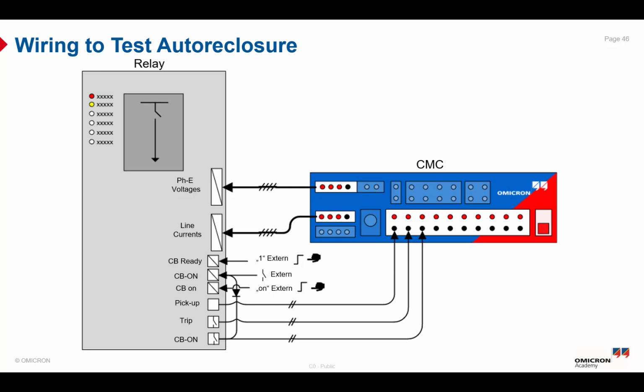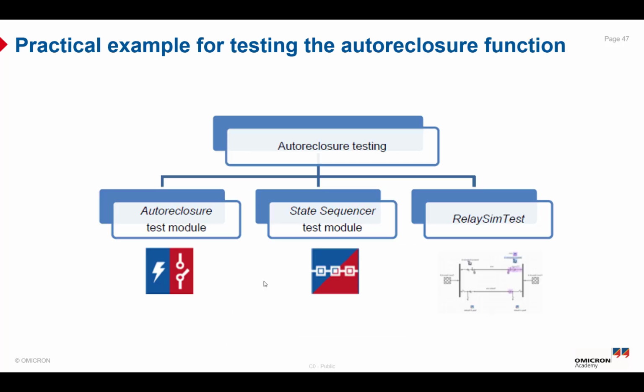So here is the wiring to test the auto reclosure. Simply, we need to connect the CMC voltage and current outputs to the protection relay analog input, as you can see. Also, we have different binary inputs to be connected to the relay binary outputs to simulate different events such as the pickup, the trip, and circuit breaker on. And also we need to simulate circuit breaker ready and circuit breaker on status through the binary outputs of the CMC to the binary inputs of the protection relay. So here is a simple wiring diagram for testing the auto reclosure function.